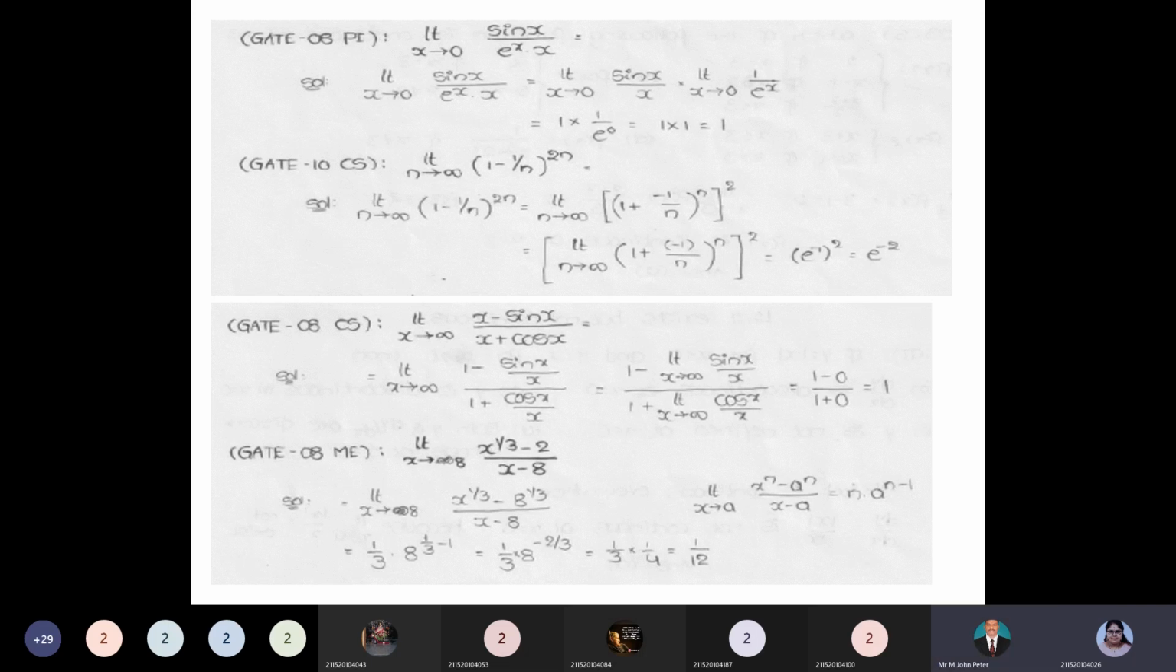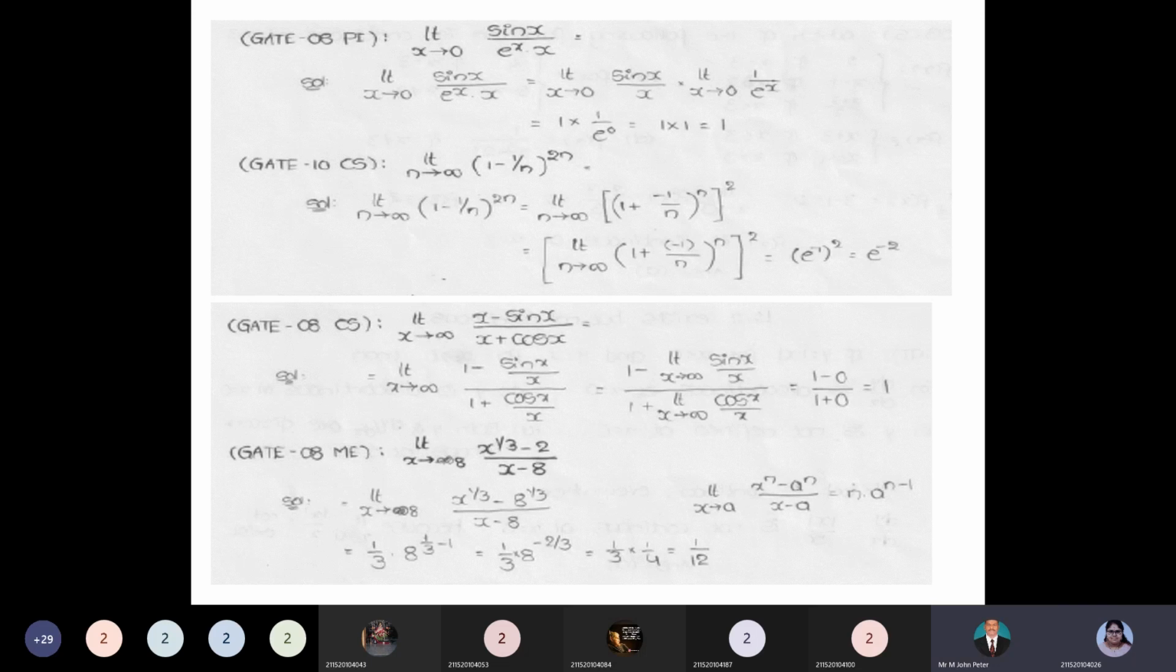Got it? 8 you can write as 2 power 3. As the first step, you take this 8 power minus 2 by 3 to the denominator, and the power minus becomes plus. Then the next step, make 8 as 2 power 3 into power 2 by 3. So the 3 gets cancelled, you will get 2 power 2. That's why they have put 4. The prior value 1 by 3 stays as it is, so you will get 1 by 12.